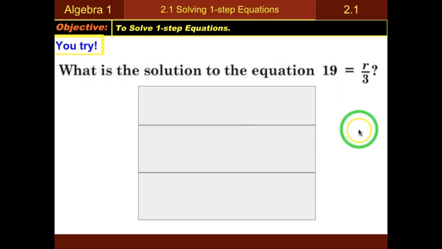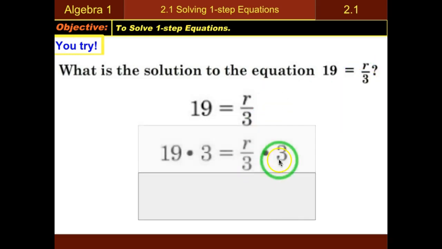So here's the you try. If you haven't already tried it, pause it and try it. This is division of 3, so the opposite, the inverse, would be to multiply by 3. So I want to do this. Well, if I do that, I have to do this because I have to do the same thing to both sides. Here, they cancel out.